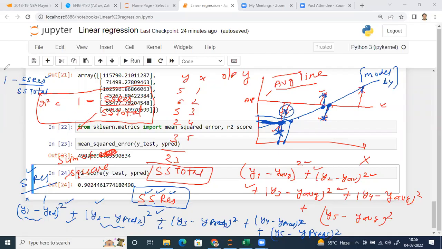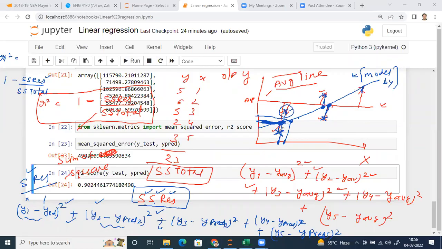What should be the ideal value of R2 score? Can you guess? As close to 0? No, see properly, I'm talking about the R2 score. Of course, my model prediction should ideally be 100% perfect, no? In that case, it should be 1. Yes, it should be 1.